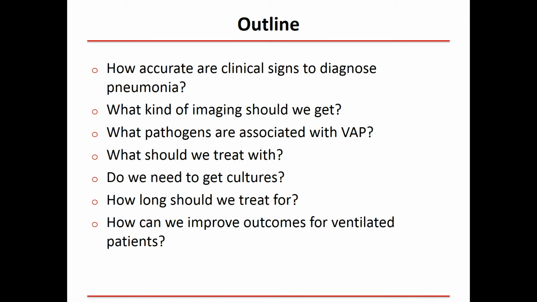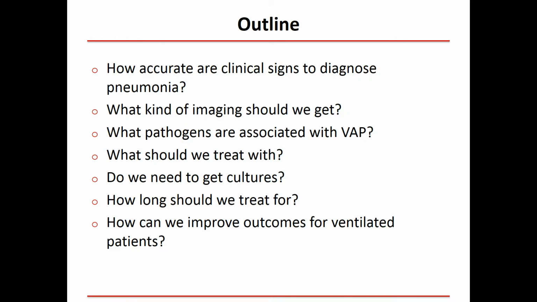These are the topics I'd like to cover today. How accurate are the clinical signs to diagnose pneumonia? What kind of imaging should we get? What pathogens are associated with VAP? What should we treat with? Do we need to get cultures? How long should we treat for? And how can we improve outcomes for ventilated patients?